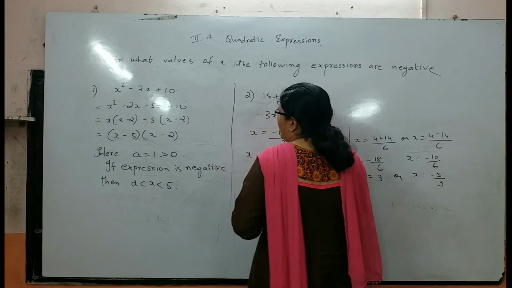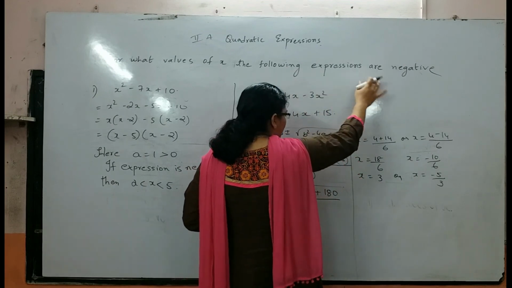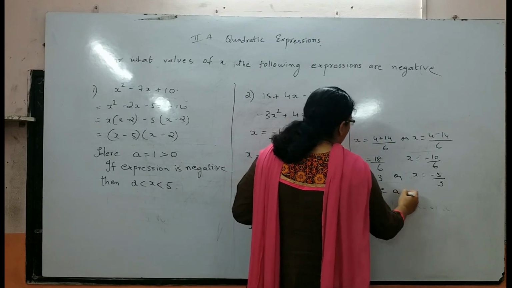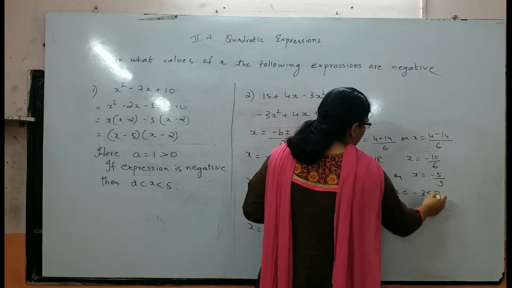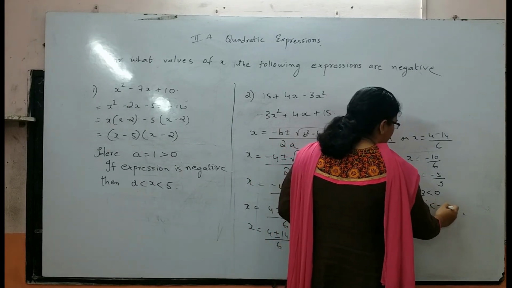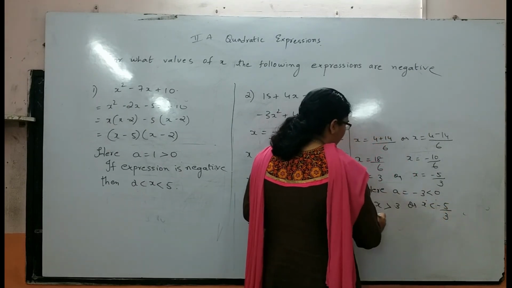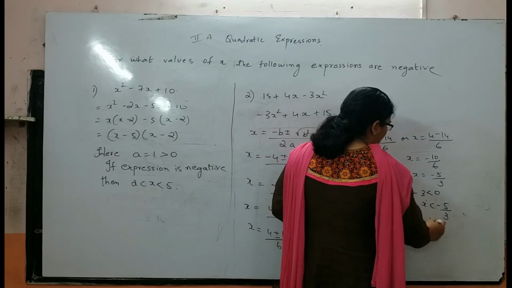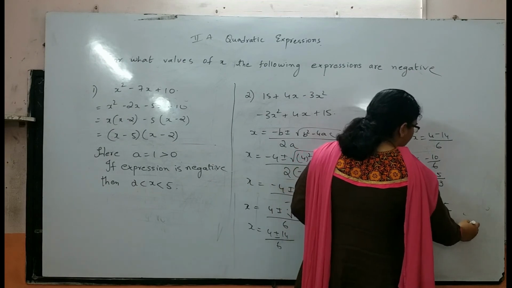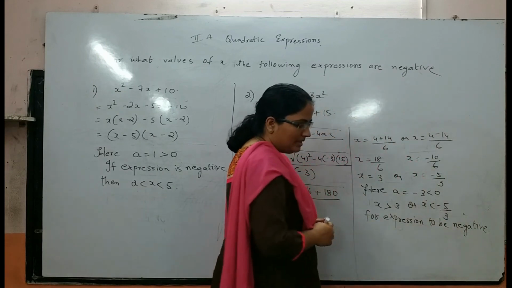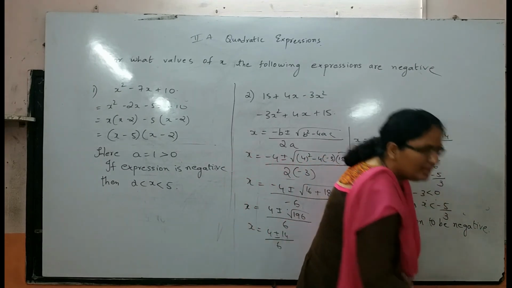Now we want expression to be negative. Here a is equal to minus 3, less than 0. x must be greater than 3 or x must be less than minus 5 by 3 for expression to be negative. We'll discuss the next problem.